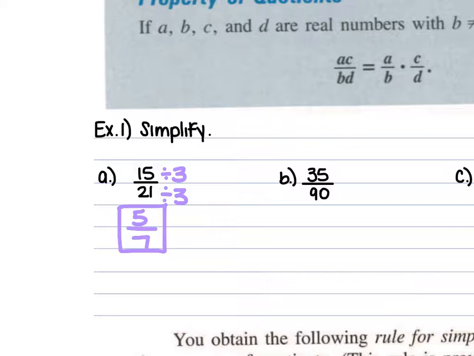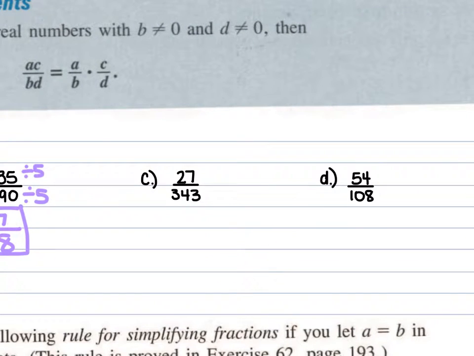For example B, we have 35 over 90. Well, both of those are divisible by 5, so we can divide both of them by 5. 5 goes into 35 7 times, and 5 goes into 90 18 times. So again, that is simplified fully, so that's our answer. For C, we have 27 over 243. Well, neither 27 nor 243 have a common factor there, so we can keep it as 27 over 243.